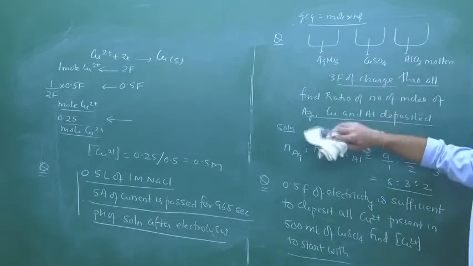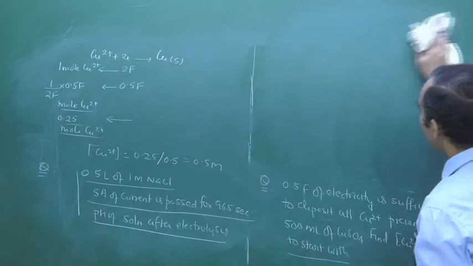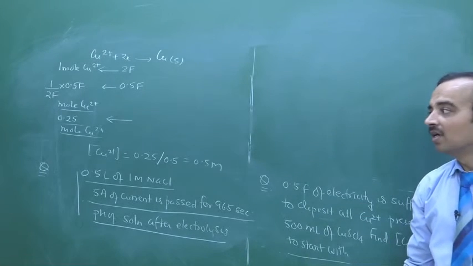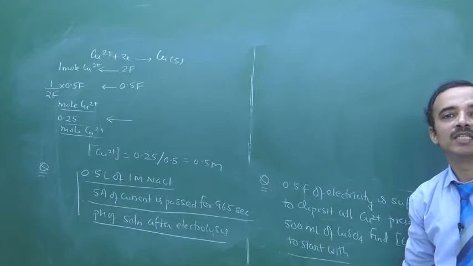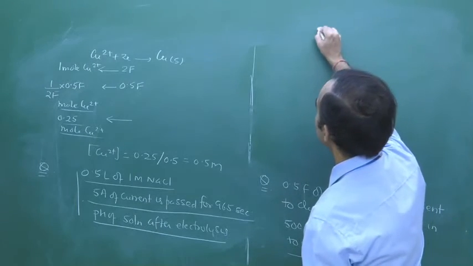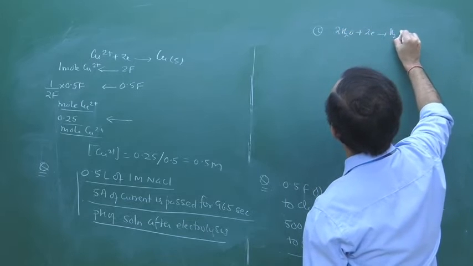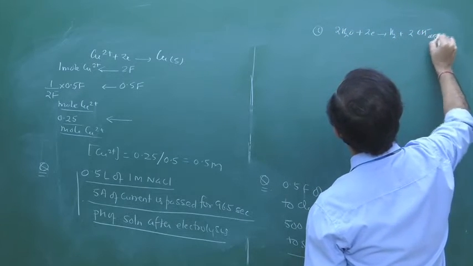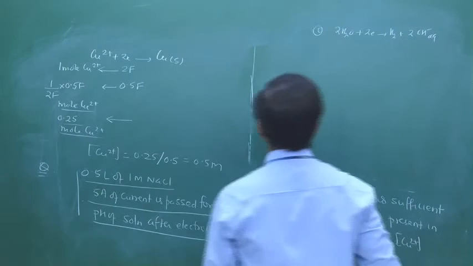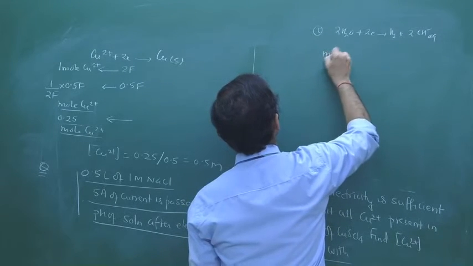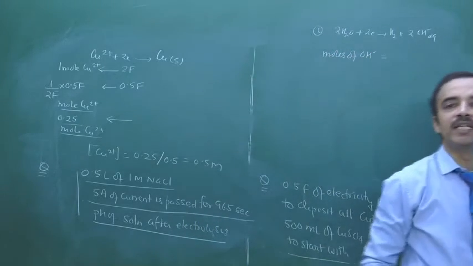So let us erase this portion. Beta, we have seen that on electrolysis of aqueous NaCl, solution becomes basic due to OH negative ions. At cathode, 2H2O plus 2 electron converts to H2 plus 2 OH minus. Is it clear? Beta? Now we have to find out what is moles of OH negative formed.